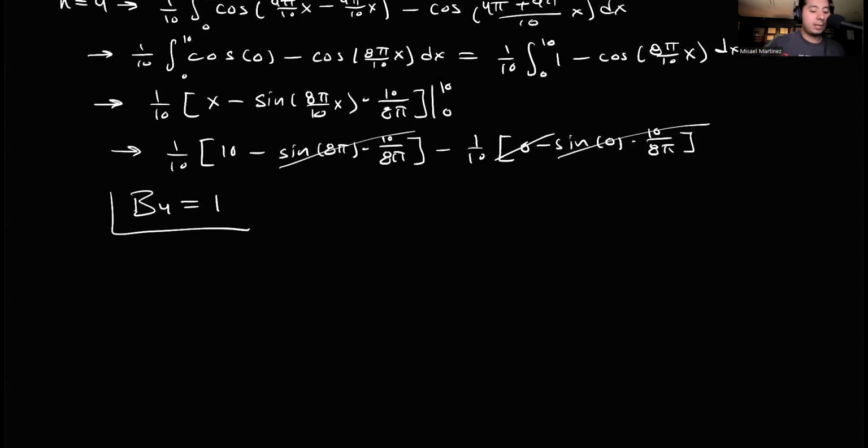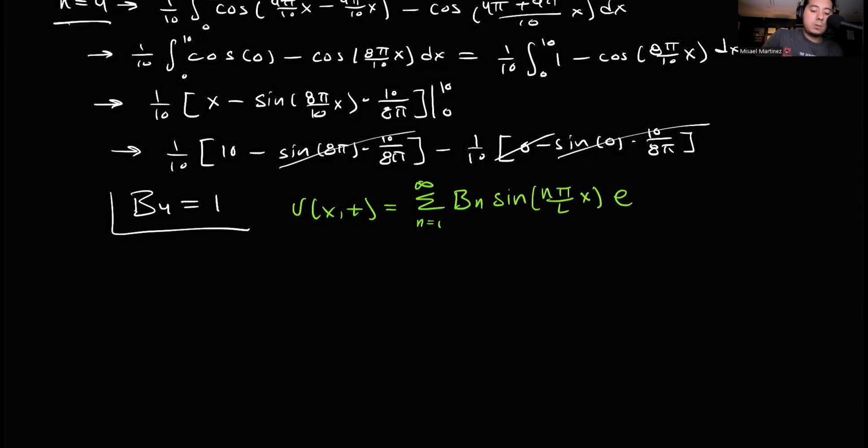So now that we know that n is 4 and B4 is equal to 1, we can bring back our series. Let's see what our original formula was. We have that u of x and t is equal to the summation from n equals 1 to infinity of Bn times sine of n pi over L x times e to the negative lambda n squared times t.